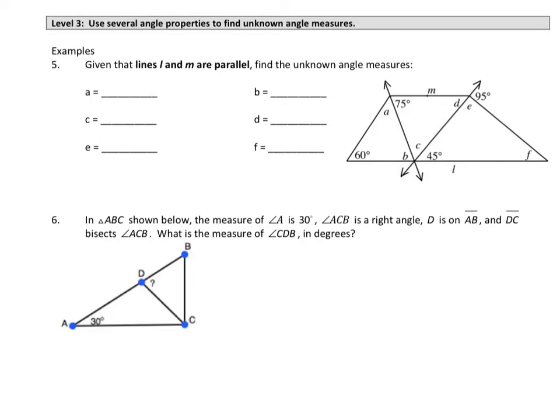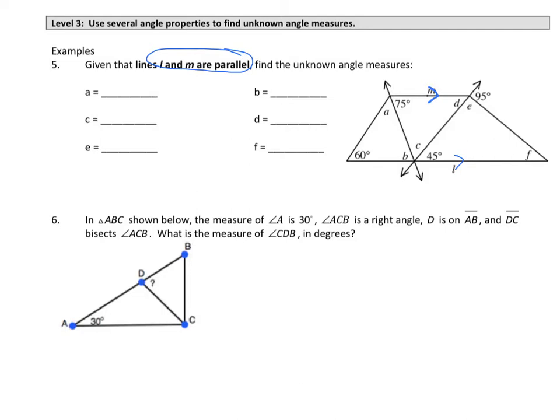So they tell us that lines L and M are parallel. So I'm going to put little arrows on lines L and M. This gives us some angle pairs like we saw back in level 1, but they're a little harder to see in this complicated diagram.